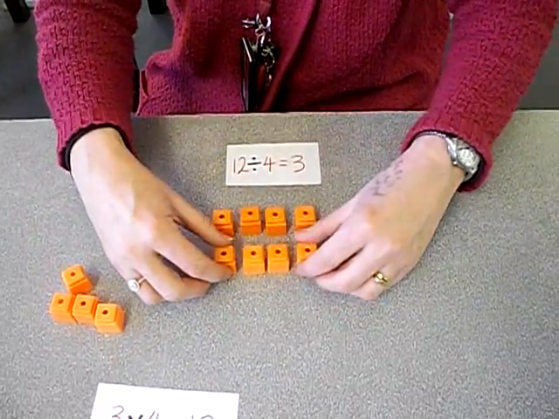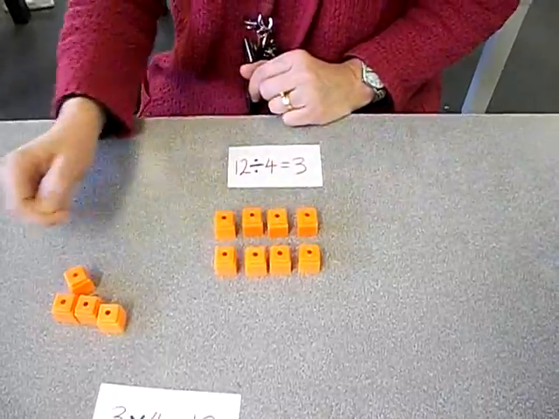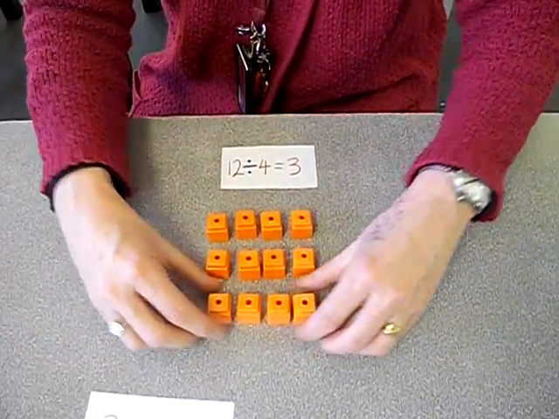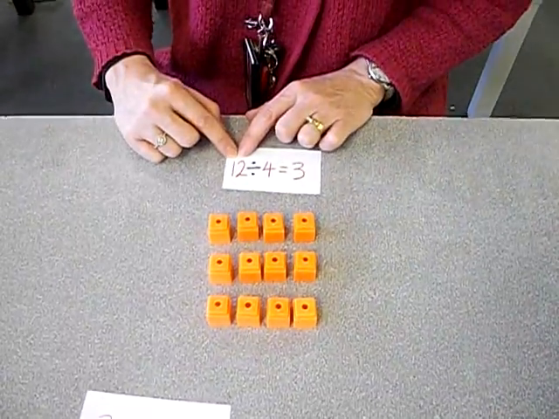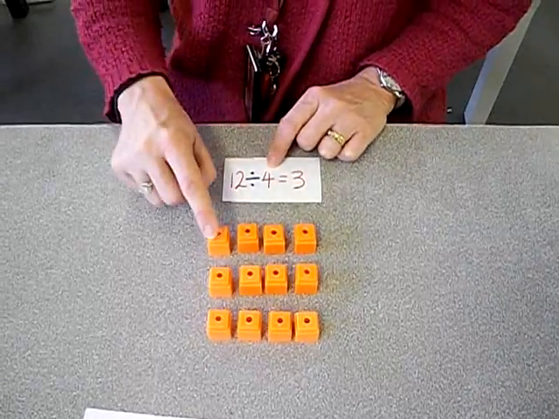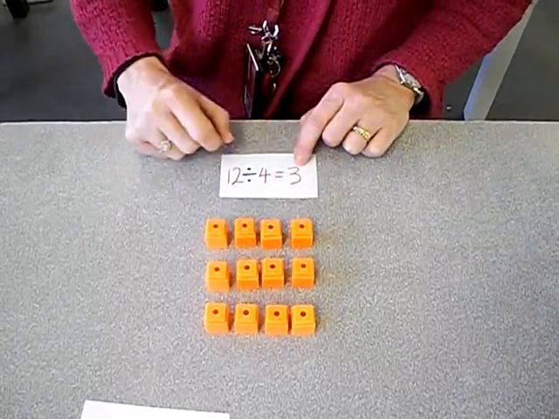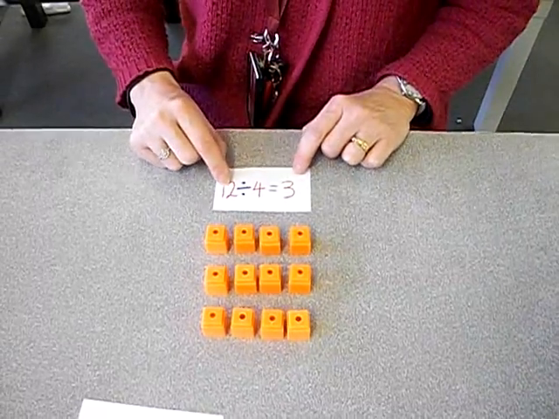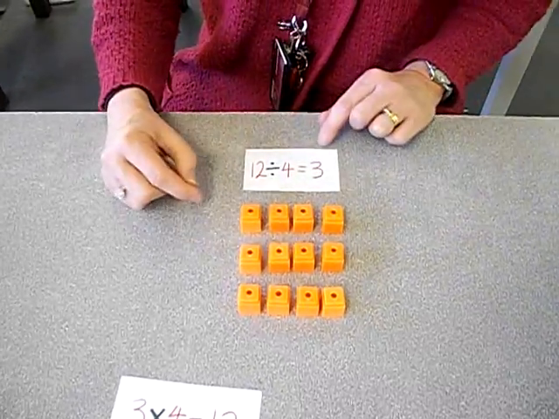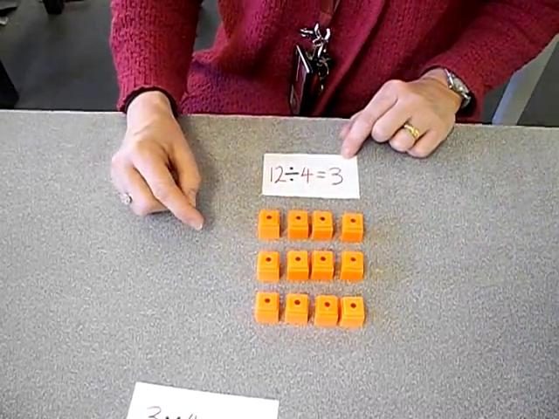There's 2 groups of 4, or 2 rows of 4. And there's another row of 4, and I've used up all my 12. So I had 12, and I put them into rows of 4, and there are 3 rows. So that matches with our multiplication facts that we looked at before. That's the connection, that's the link.